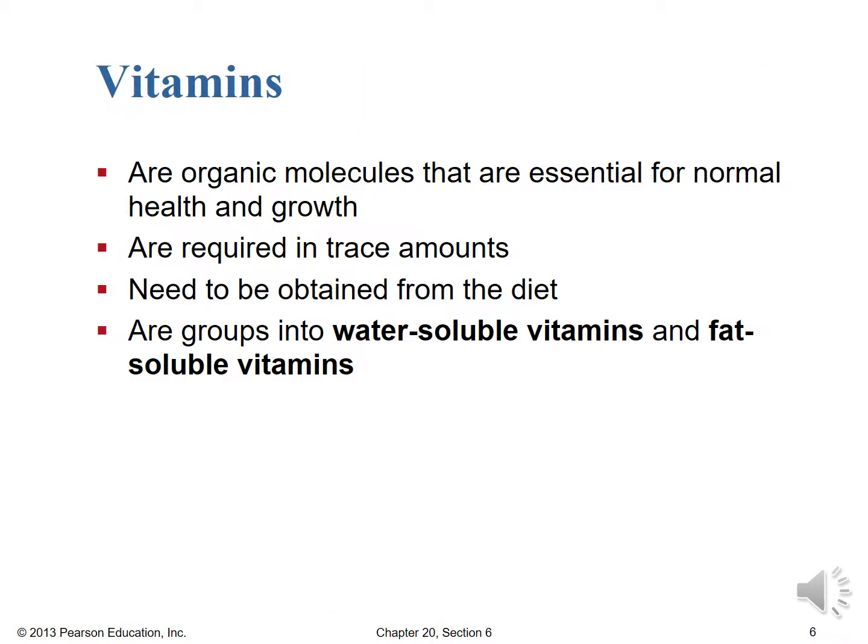So now on to the vitamins. Vitamins themselves are organic molecules that are essential for normal health and growth. They're required, like those metal ions that we just mentioned, in only trace amounts, so very small amounts of these vitamins. They do need to be obtained by the diet. We cannot synthesize these. We have to obtain them from dietary sources, and they're grouped into water-soluble vitamins and then fat-soluble vitamins. So we'll take a look at each of these groupings, starting with the water-soluble first.